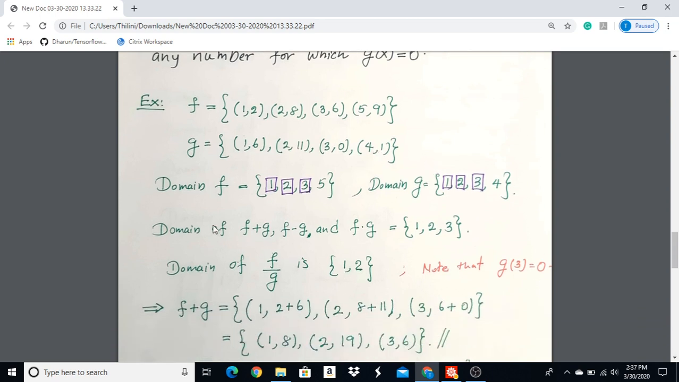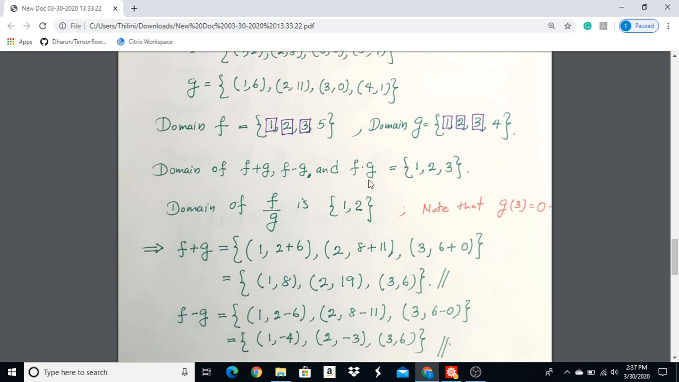So now let's say we want to determine the domain of f plus g, f minus g, and the product, these 3 functions. That should be the intersection, or in other words the common values of the domain of f and g. So here these are the common values in these boxes. You can see 1, 2, 3, all these 3 numbers are common. So the domain of these 3 functions contains these 3 values, 1, 2, and 3. So that is the domain of these new 3 functions.